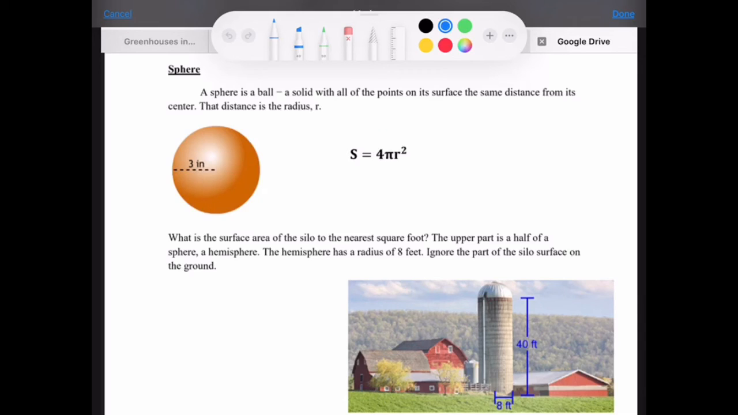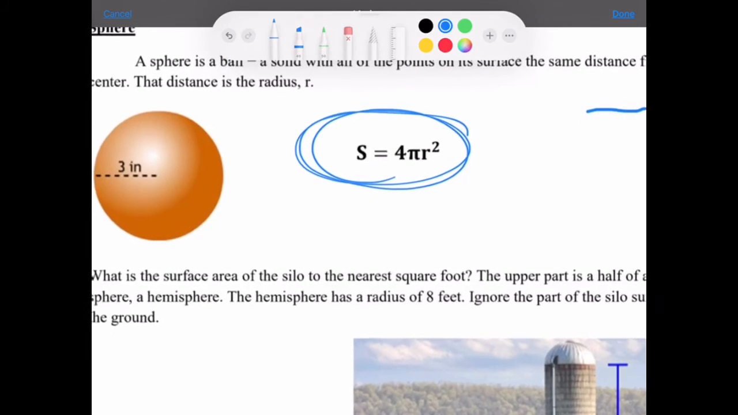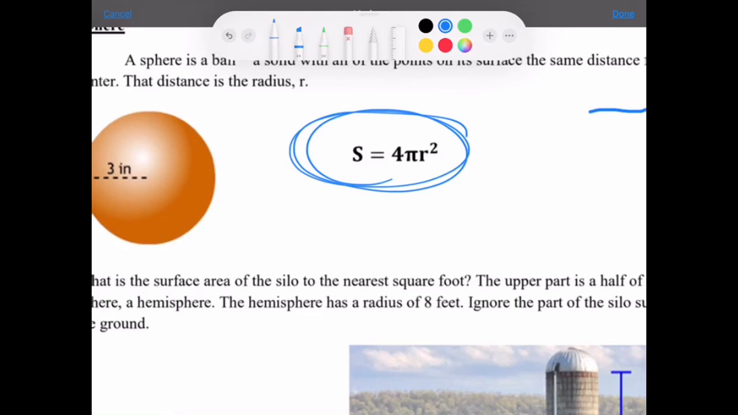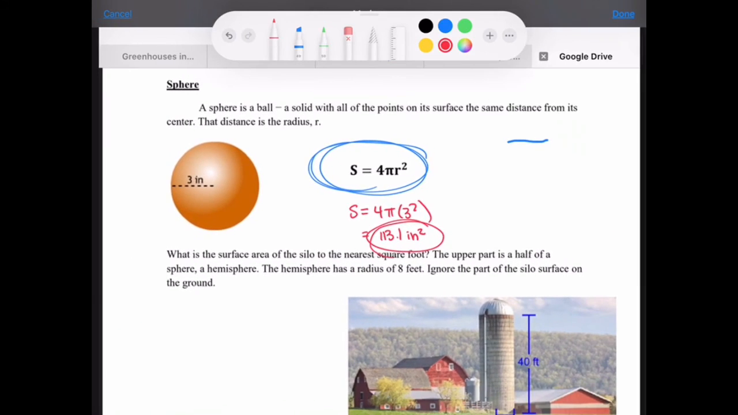So this is our formula for the surface area of a sphere. Okay, surface area equals 4 times pi r squared. Every time, that's it, that's all you have to know. Okay, so let's look at this example. We have a radius of 3. So all we have to do is 4 pi times 3 squared, put it all in the calculator, and we get 113.1 inches squared. That's it. That's all you have to know for a sphere.